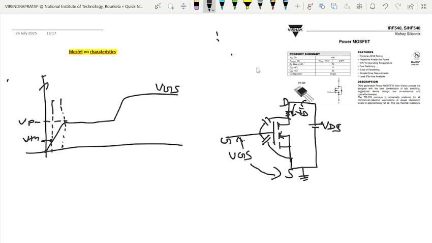How to turn on? We can see when the gate voltage is above the threshold voltage, then our MOSFET will be slowly turned on up to when the gate to source voltage reaches the plateau voltage. When it reaches the plateau voltage, then our MOSFET drain current will reach its maximum value. Suppose that this is the maximum, it reaches here. Then this is the ID max.